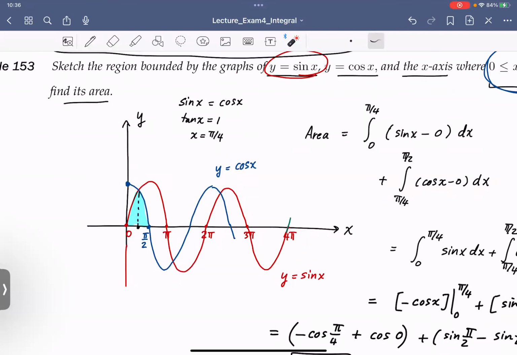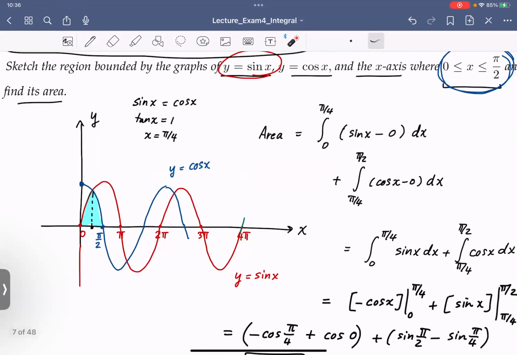So you can set up the area, as I told you, as the integral from 0 to pi over 4 of sine x minus 0. This is because you have the first piece here from 0 to pi over 4, the one that I put the laser on now. If you place yourself in there, the roof is going to be the function sine, but the ground is going to be the function y equal to 0.